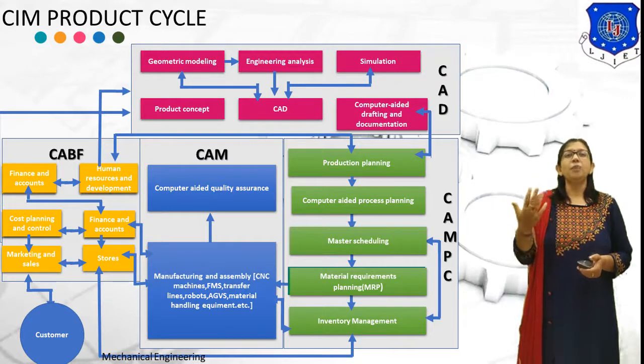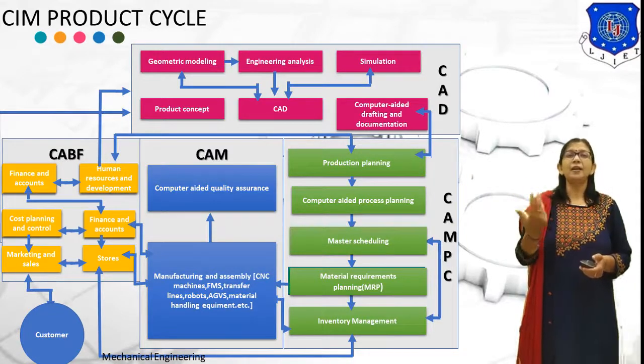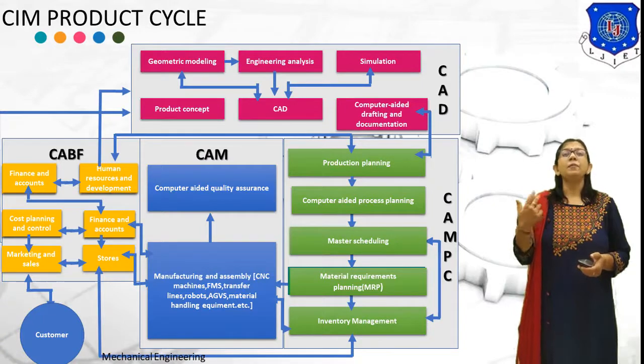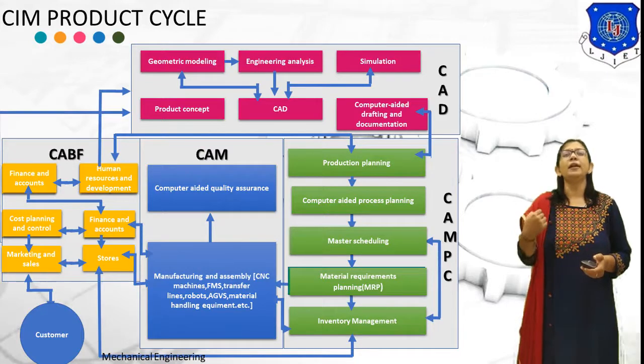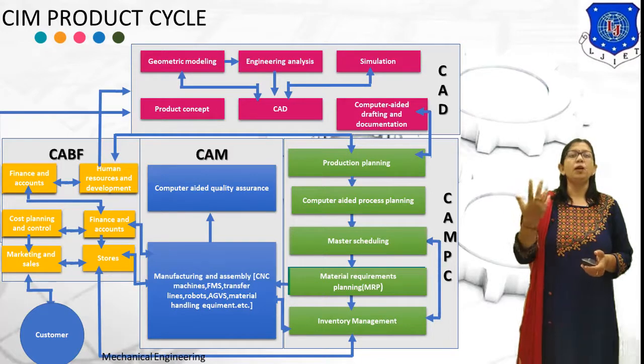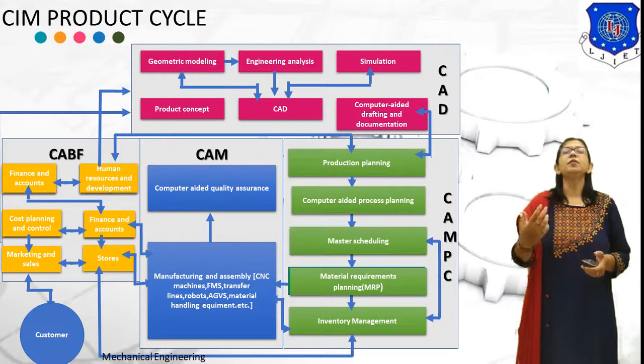The next step is computer-aided manufacturing of the product, which is known as CAM. The parts are produced using CNC machines, flexible manufacturing system, and transfer line. The computer-aided manufacturing is assisted by robotics and automated guided vehicles for material handling. Now, as you can see in the diagram, in quality assurance, the computers are used for the inspection and the performance testing of the product and its components. For that, coordinate measuring machines are used.